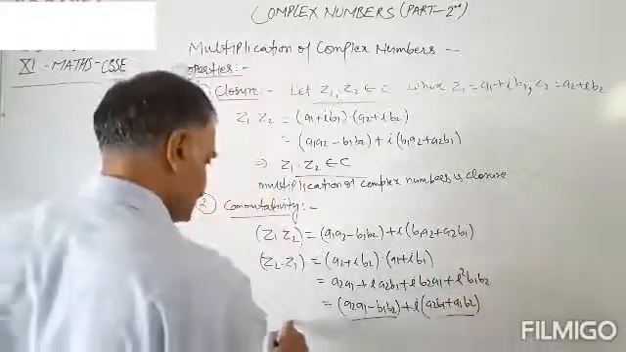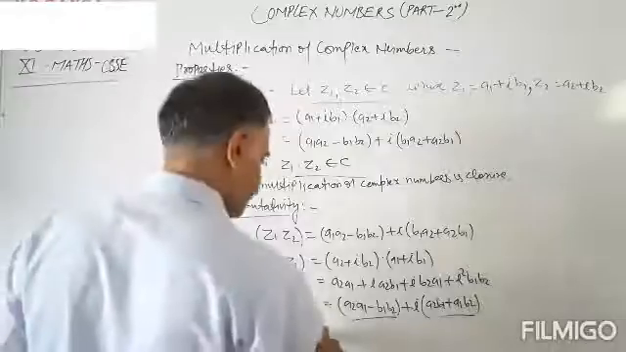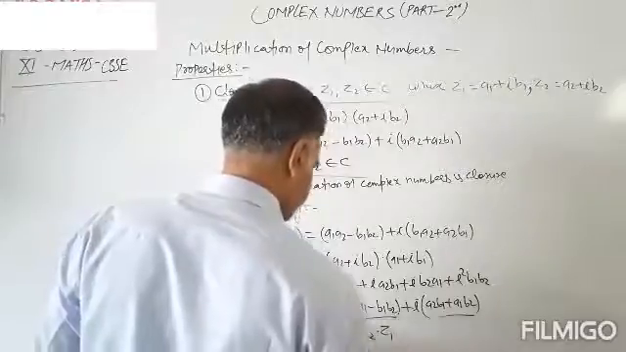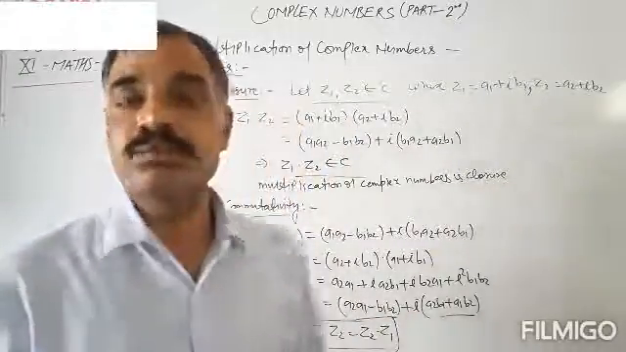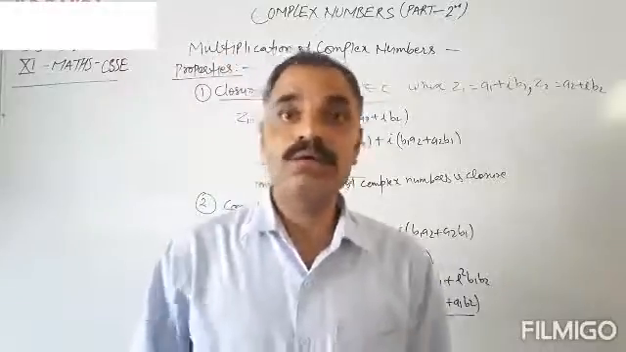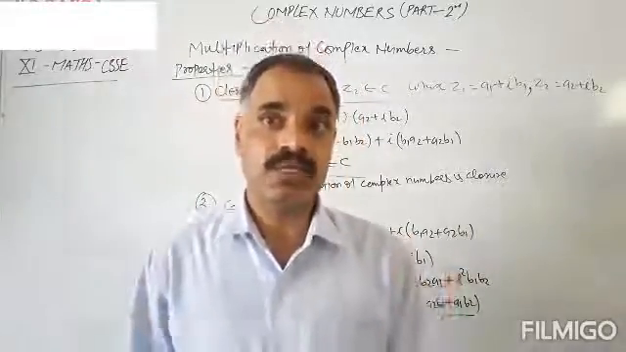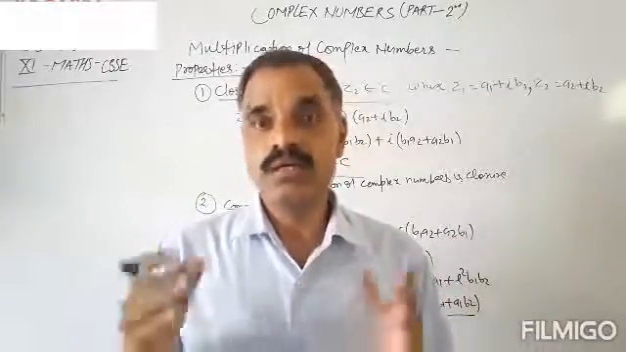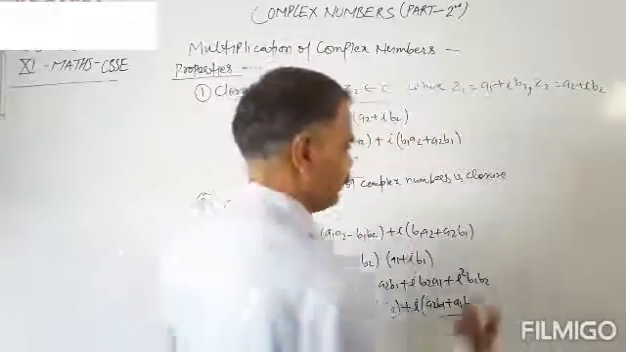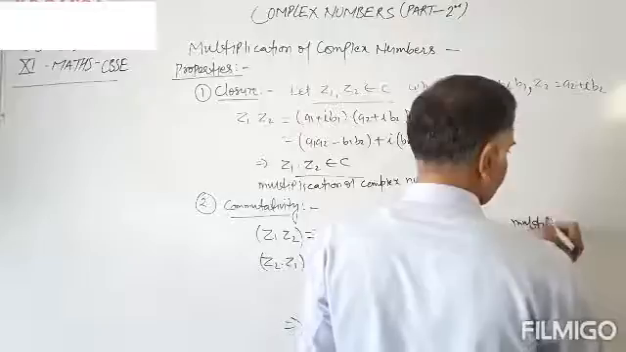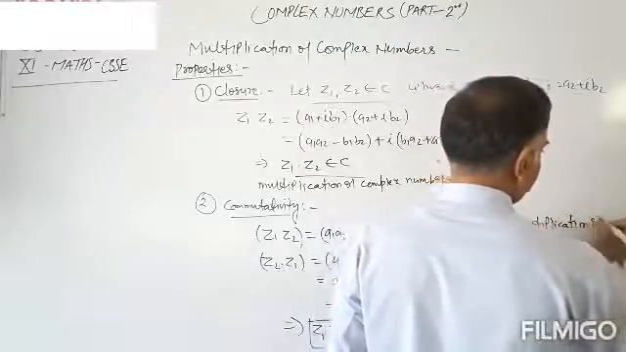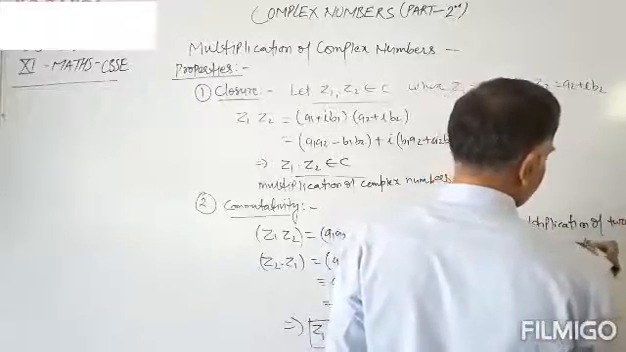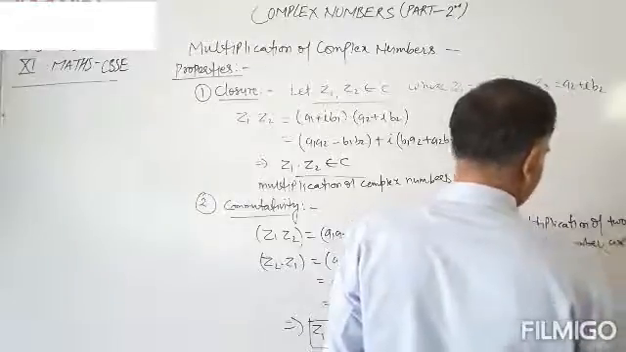This implies that Z1 multiplication Z2 is equal to Z2 multiplication Z1. It means the multiplication of two complex numbers is commutative. Or we can say that multiplication of two complex numbers follows the commutative property.